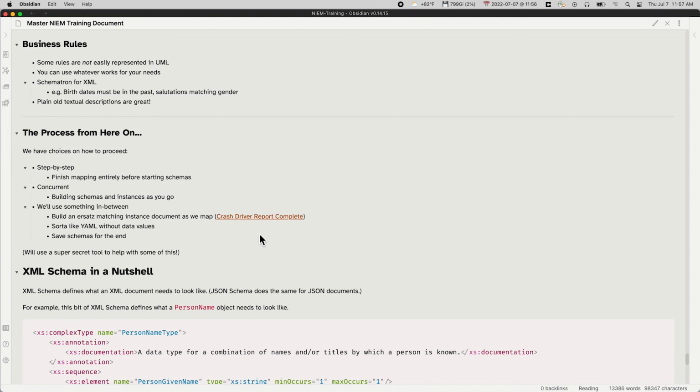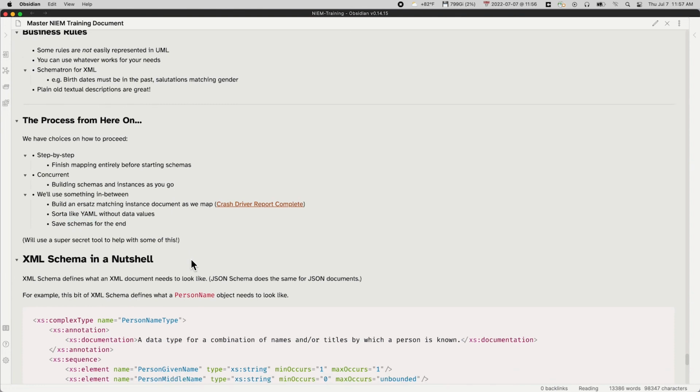So that is the process we're going to do. We're going to keep an instance document going as we go, kind of tracking the structure, and then at the end we'll make schemas from it, and we'll use some tools to help with that. There's a lot of tools to help.